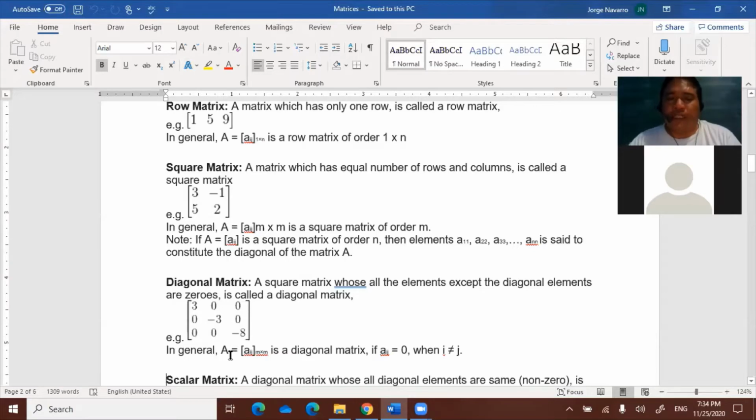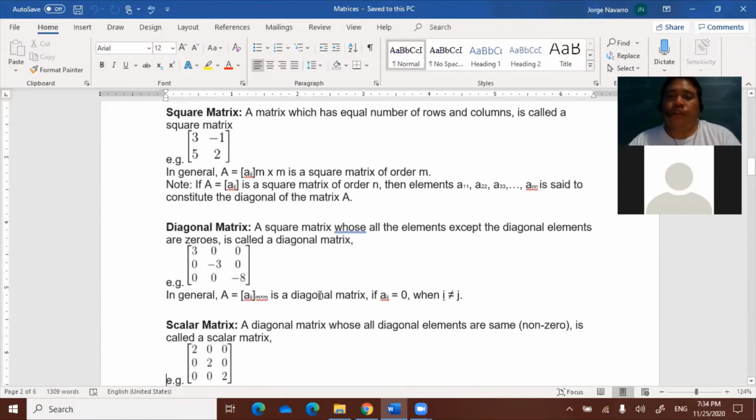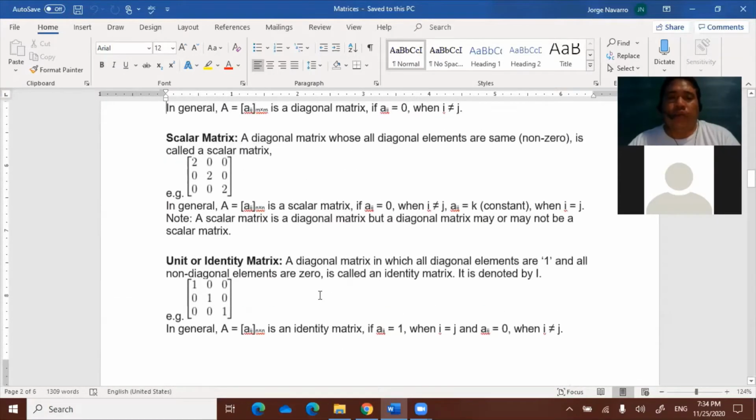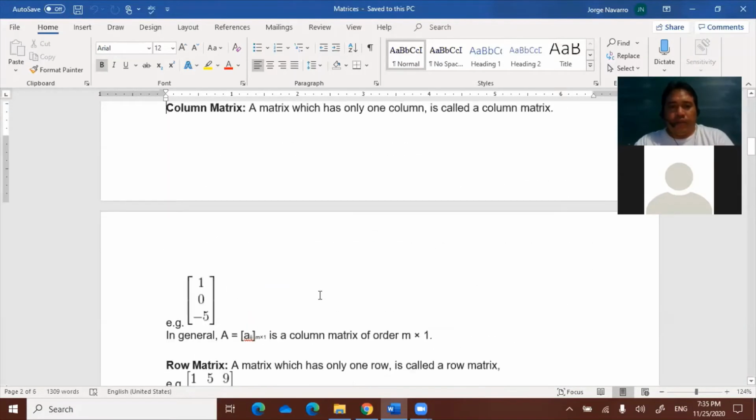So in general, it says the matrix A is diagonal if the elements that are not in the diagonal equal 0. Okay? So very important. Those diagonal matrices are very, very useful in other forms of geometry. And we're going to get to those forms as we go along. Questions so far?